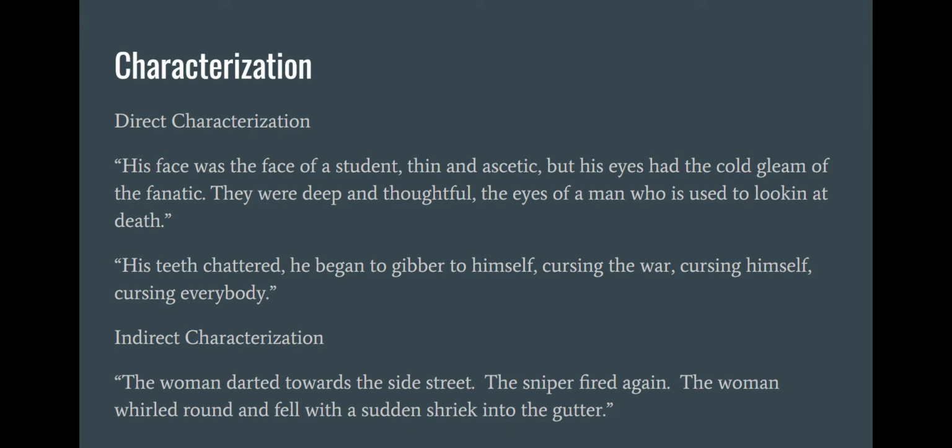Take a look at this quote and think about what it tells us about our protagonist. The woman darted towards the side street. The sniper fired again. The woman whirled around and fell with a sudden shriek into the gutter. So this quote is telling us indirectly that the sniper does not hesitate to shoot the enemy, even if that enemy is a woman, right? This woman is not a soldier; she's an informant. So she's not armed, but she is telling people that have weapons his location. And so he does not hesitate to take her out. So this is telling us that he is not afraid to take action and that he does not worry about the fact that she's a woman and unarmed. So he's doing whatever it takes to protect himself.